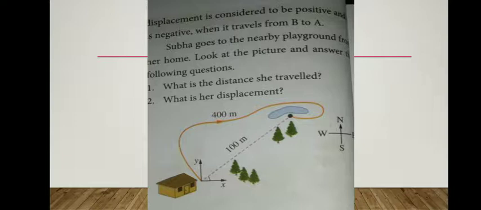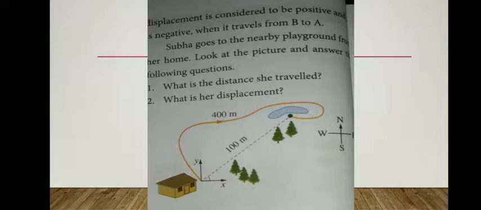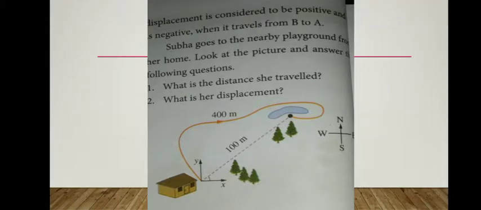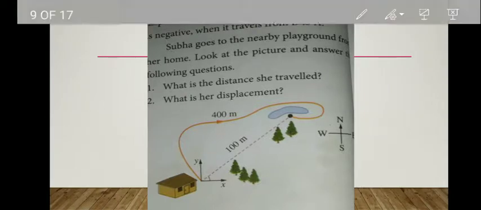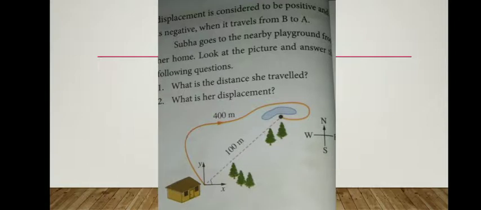What is her displacement? That is 100 meter only. Here 400 meter is the distance, 100 meter is the displacement. So you have to write likewise with the unit: 400 meter for distance, 100 meter for displacement. You have to write in your book.